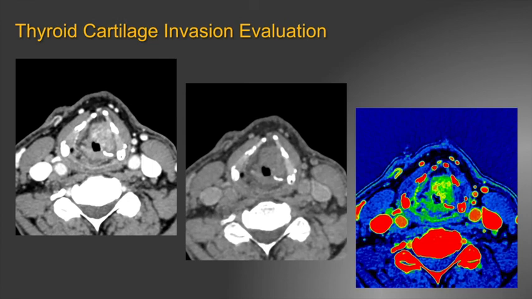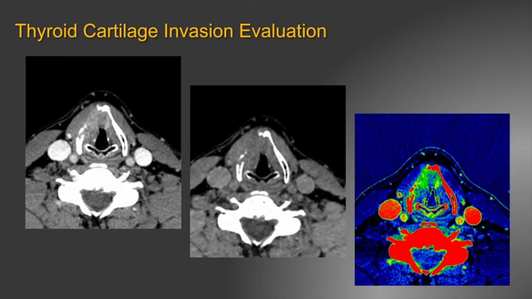This is a case of non-invasion. The left panel, 65 kV VMI, shows tumor abutting thyroid cartilage. The middle panel demonstrates suppression of tumor signal but preservation of high signal of non-ossified thyroid cartilage in this cartilage that was not invaded. And the panel on the right demonstrates tumor high iodine content limited to outside the thyroid cartilage, again consistent with non-invasion.